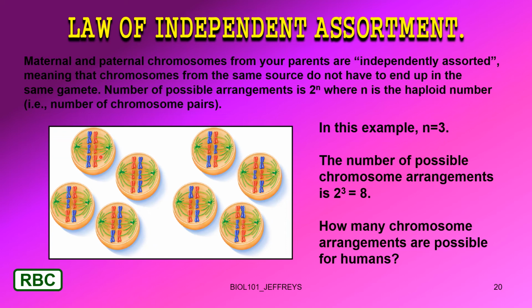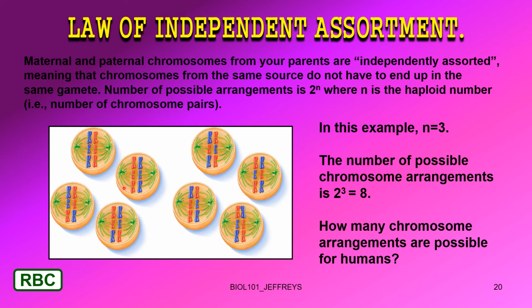It's completely random. And so the number of possible arrangements for any given organism is 2 raised to the power of n, where n, of course, is the haploid number of chromosomes. So in the case of humans, n is going to be 23. In this example, n equals 3, so the haploid number is 3. So 2 raised to the 3rd power. 2 cubed is 2 times 2 is 4, times 2 is 8. So there are 8 possible chromosome arrangements, 8 possible genome combinations for the gametes in this organism, right?